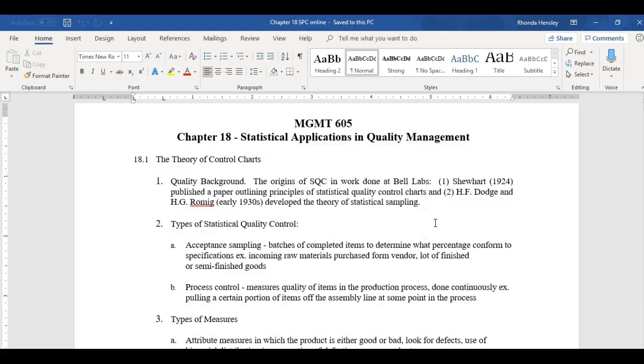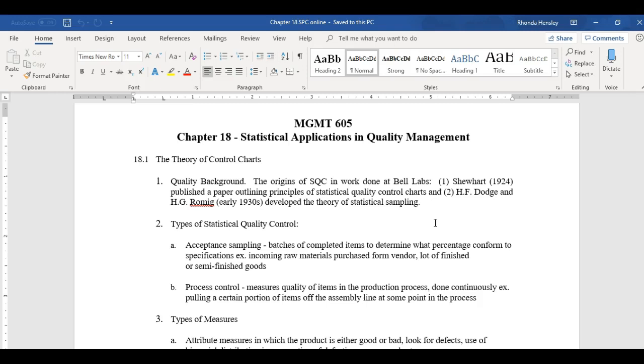So what we're going to cover this first week in chapter 18 is we're going to talk in general terms about control charts and the theories of control charts, where they come from, how we use them, how you create them, and then we're going to create a P chart, two P charts, and a C chart, which will make sense to you as we get into it, I hope.